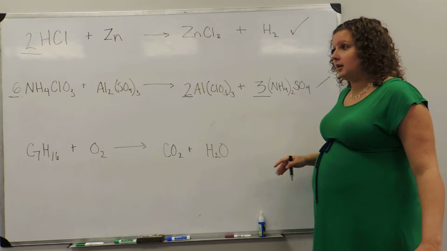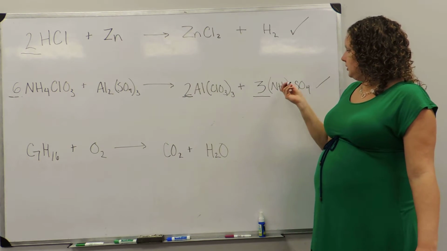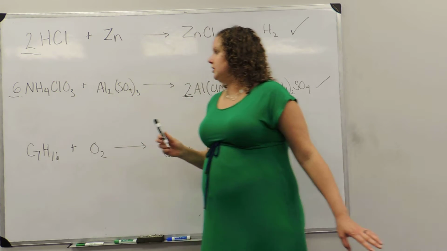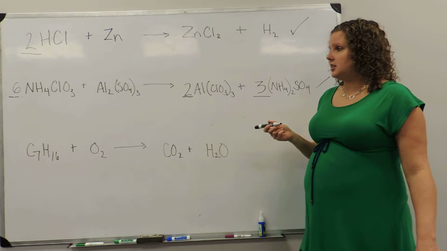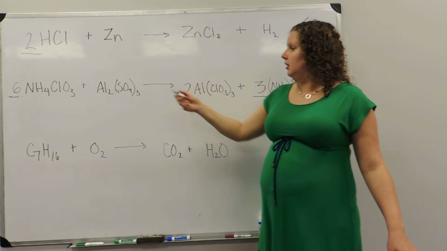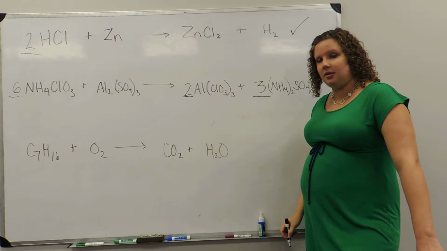You could always check. I have 6 NH4s on this side. 3 times 2 is 6 NH4s on this side. I have 6 ClO3s on this side. I have 2 times 3, which is 6 ClO3s on this side. I have 2 ALs, 2 ALs. I have 3 SO4s, and I have 3 SO4s. So I'm completely balanced on this one.